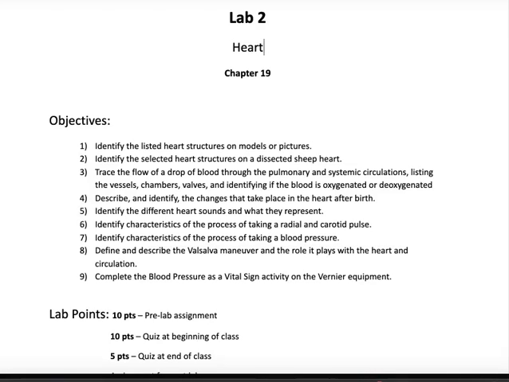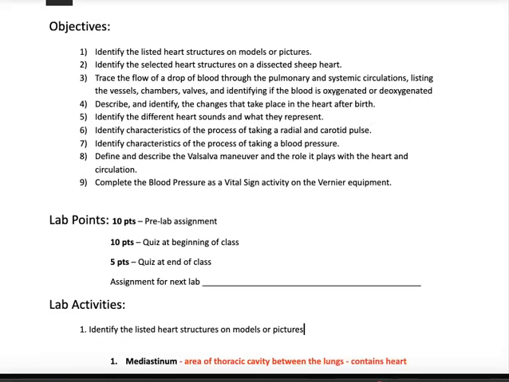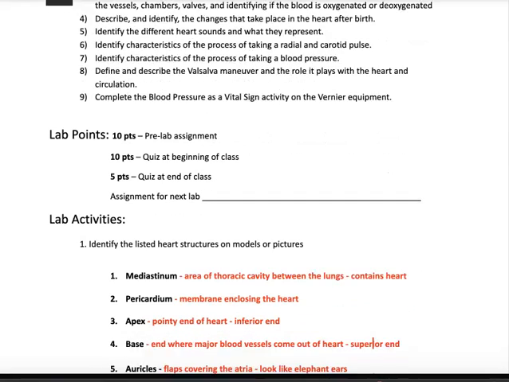This is Lab 2, which is over the heart. Lab 3 is also over the heart, so they're both condensed together in the same topic in Google Classroom. So here are your objectives. Many of these, like doing blood pressure and doing pulse, we'll actually do in class. So this is just a quick overview of the notes for this.